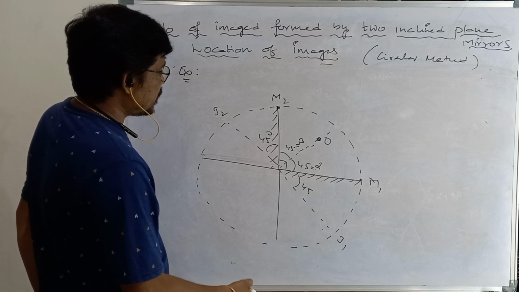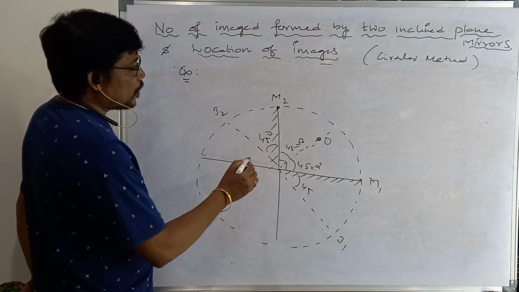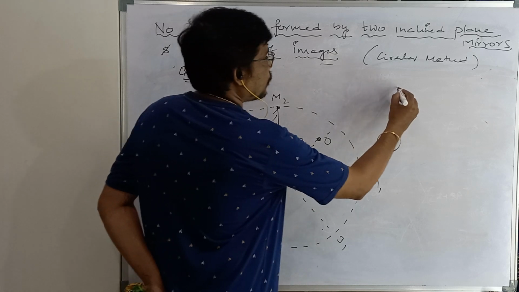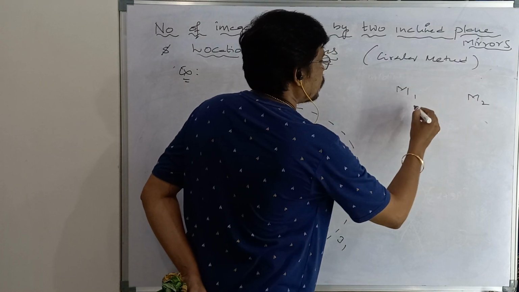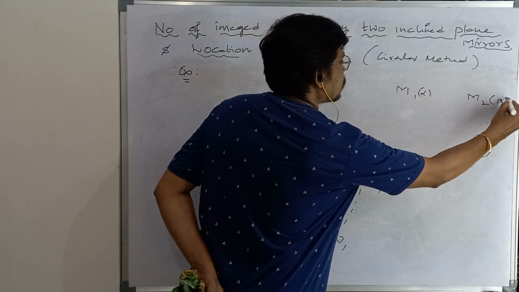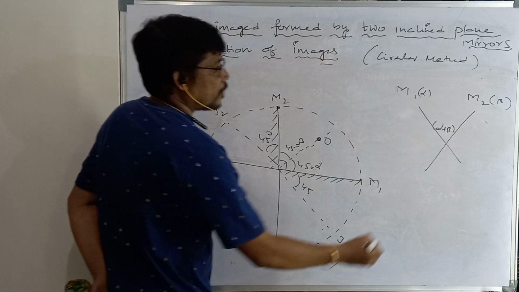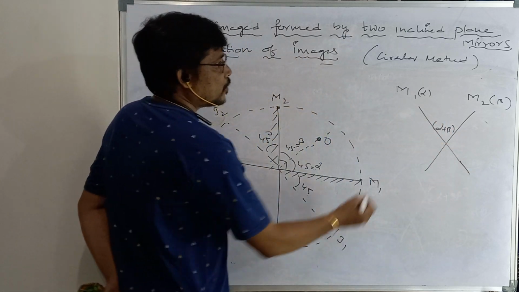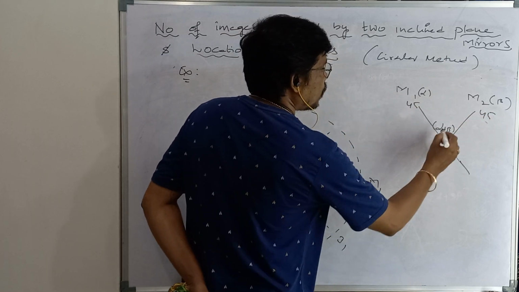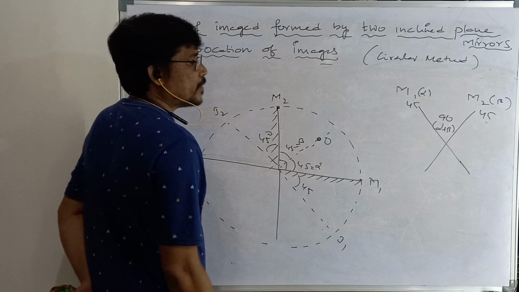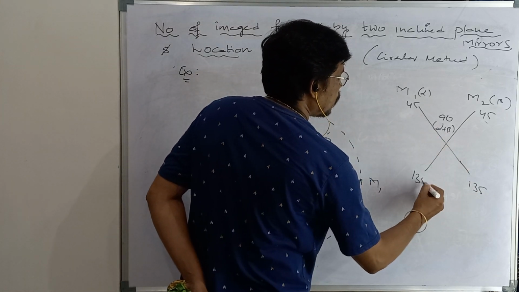Now, where is the next image formed? See here carefully. What I said is, first image, mirror M1, this is M2, and this is alpha, and this is beta. Now here alpha plus beta. See, check carefully. So the second image is formed at, see, this is 45, this is 45, of course this is 90. For alpha plus beta is 90 plus 45. So this is 135, of course this is 135.